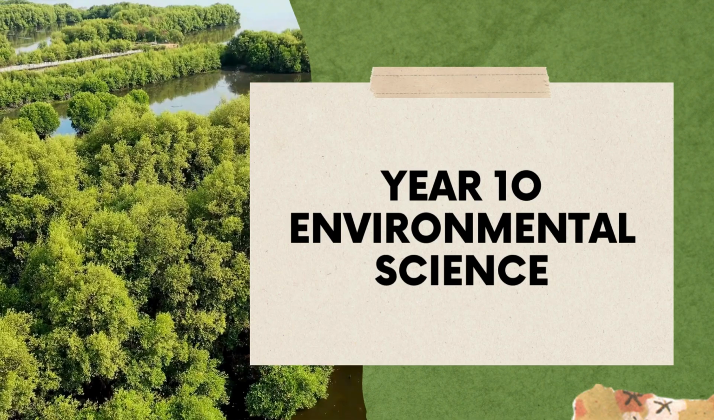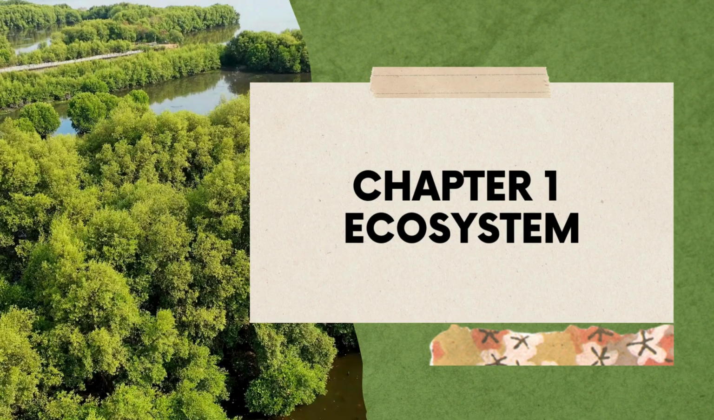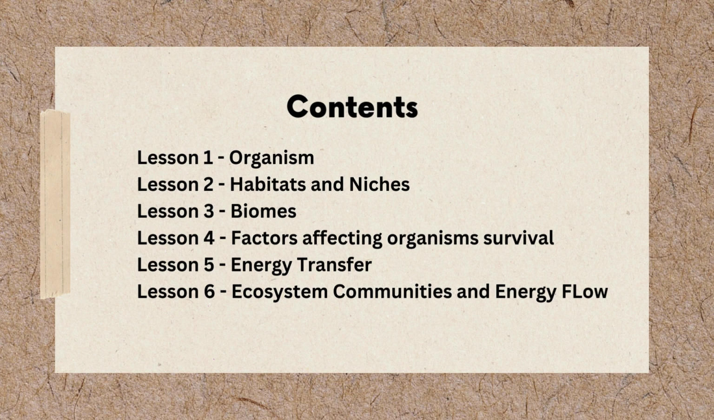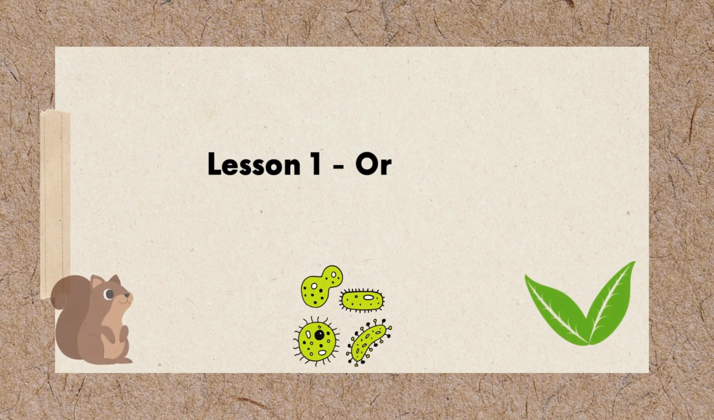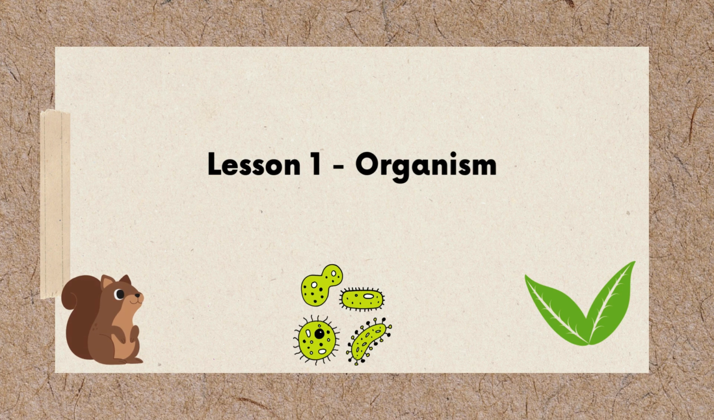Welcome to Year 10 Environmental Science. Chapter 1, Ecosystem. There are 6 lessons in this chapter. Let's start with organisms. So what is organisms?